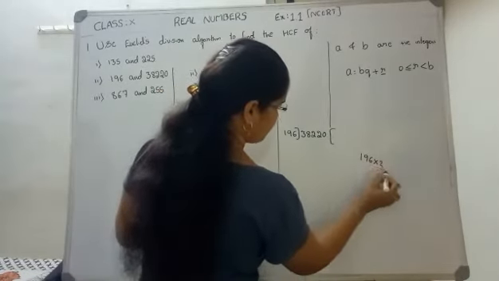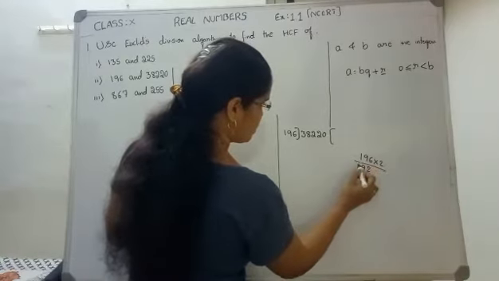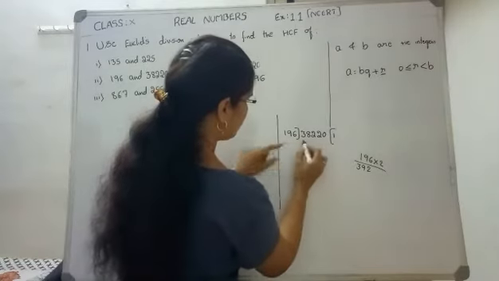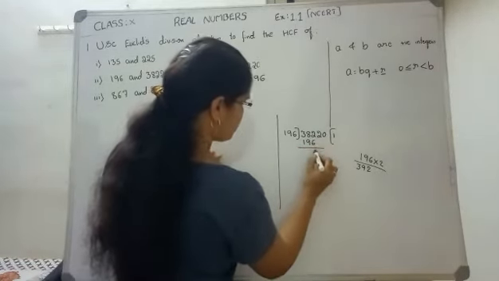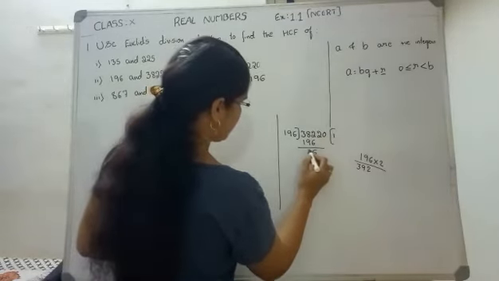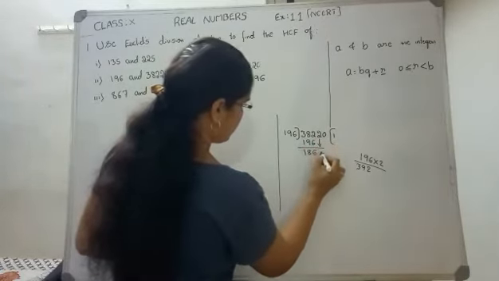196 2s are 392, that is greater than 382. So now you consider 196 1s are 196. 12 minus 6 is 6, 17. 17 minus 9 is 8, 2 minus 1 is 1. Now you take this 2 down.